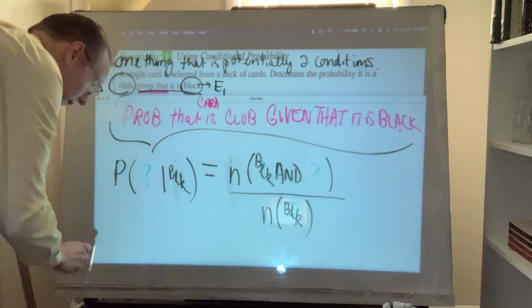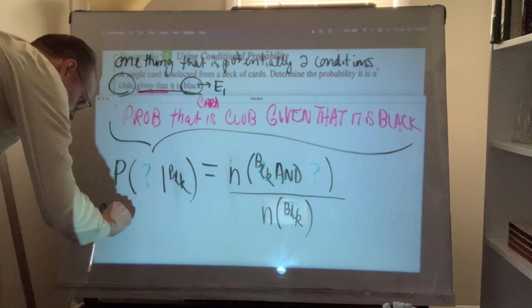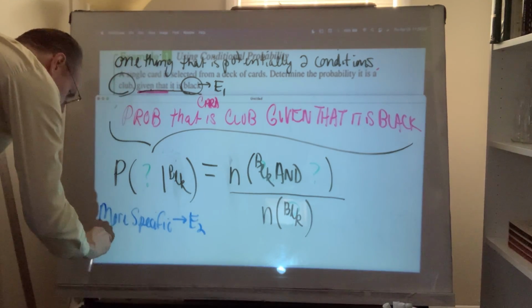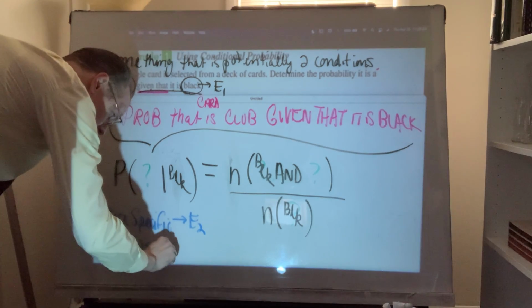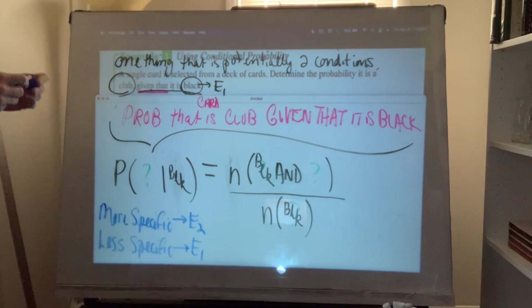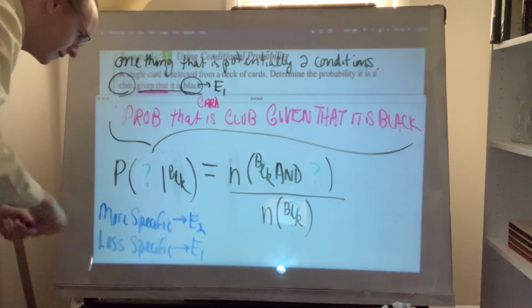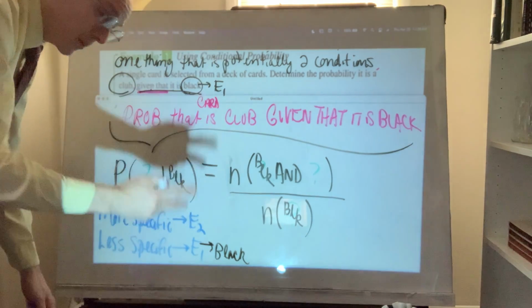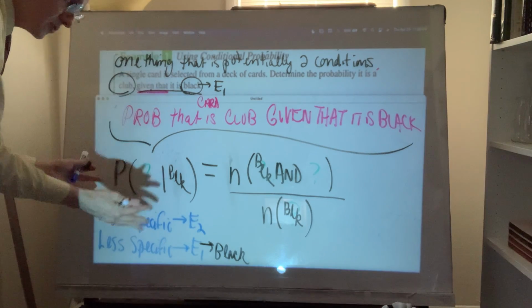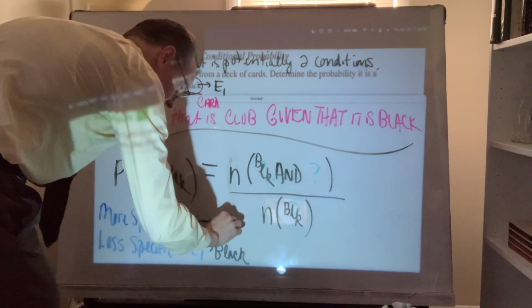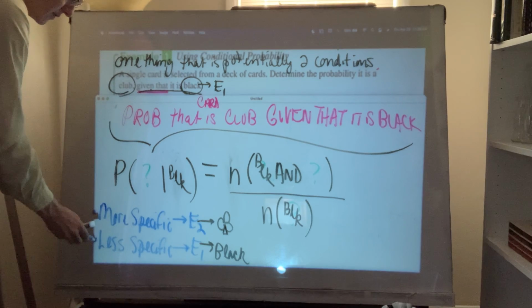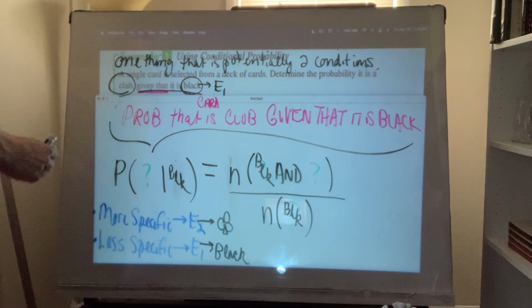Usually the more specific condition is the second event, and the less specific condition is the first event. I would argue that to describe something as being black is slightly less specific in the context of playing cards because there are two suits that are black, spades and clubs. The more precise, specific condition would be the clubs, because yes, it's black, but it's also one of the two. So you can think about it that way, at least to get started. I can't guarantee that that will be true 100% of the time, but if you were left to your own devices, that's the logic I would go with.